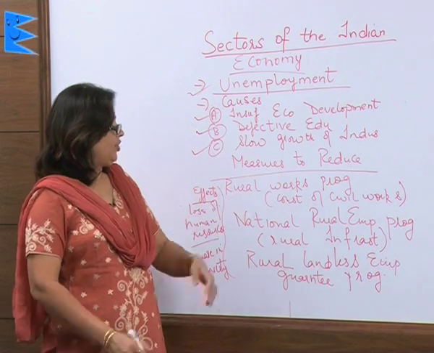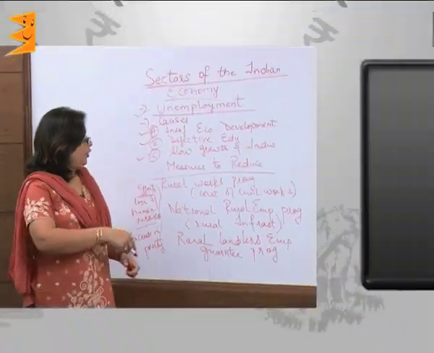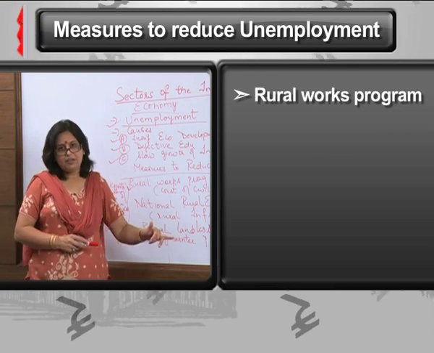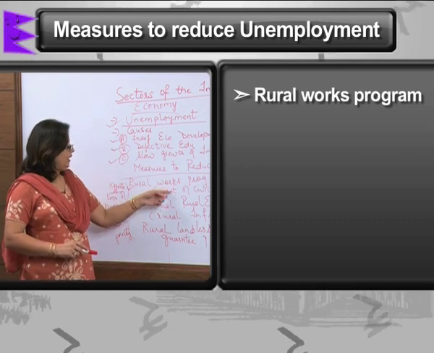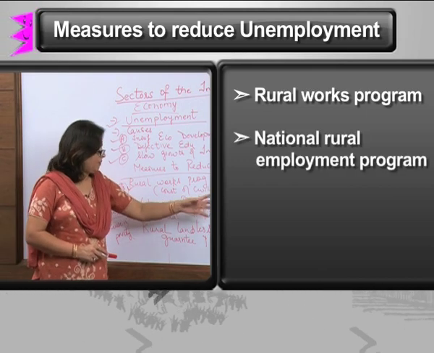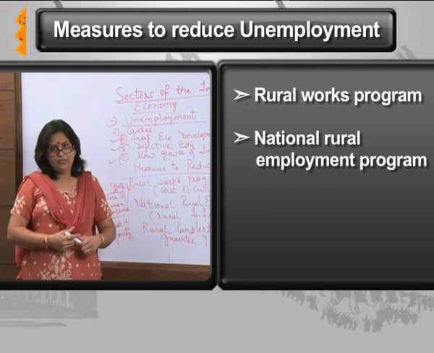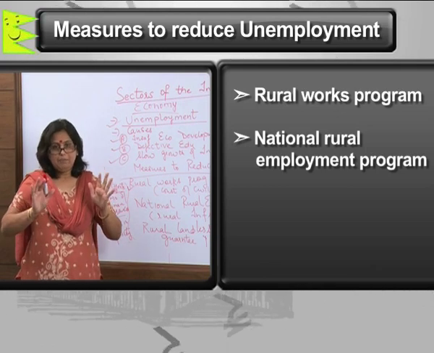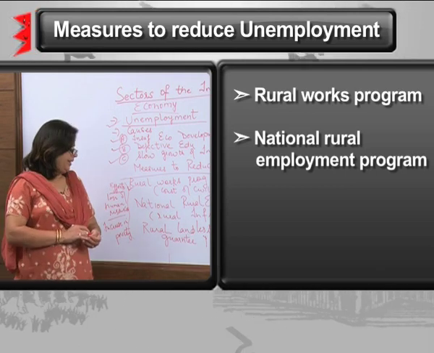Some suggestive measures, which the government has slowly worked upon, are the rural works program. That is the construction of civil works in order to provide permanent jobs to the people living in the rural areas. Then the National Rural Employment Program. By building the infrastructure in the rural areas, the government will be able to provide permanent and fixed jobs to the people living in the rural areas.